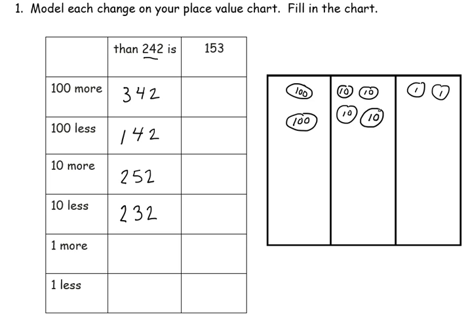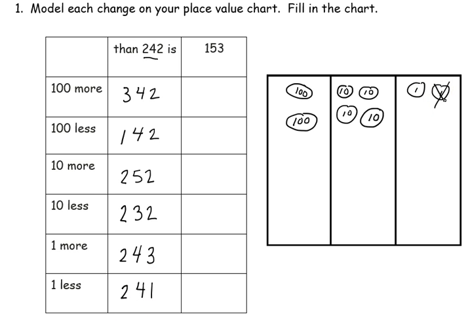Next, I need to know what number is 1 more than 242. That means I'll add a disk in my ones place, and I can see that that would be 2 hundreds, 4 tens, and 3 ones. 1 more than 242 is 243. But if I want 1 less than my original number of 242, I would cross off one of the ones disks. That leaves me with 241. 1 less than 242 is 241.